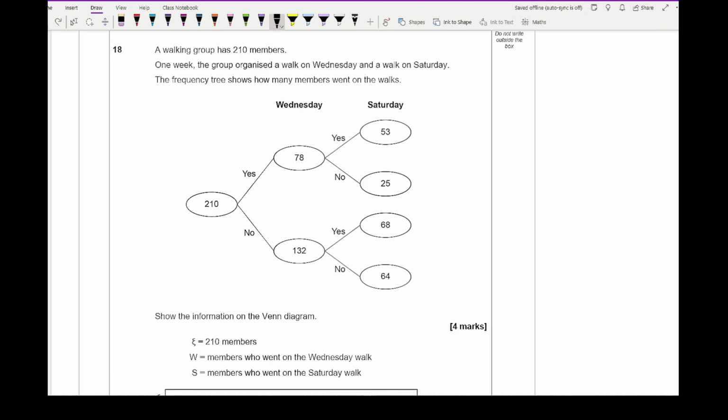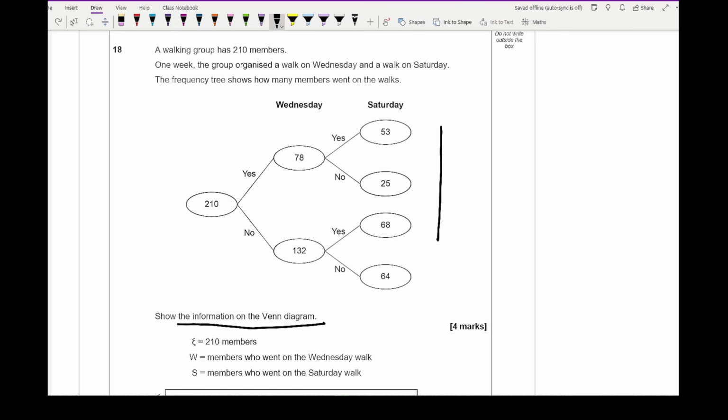So moving on to question 18, it says a walking group has 210 members. One week the group organised a walk on a Wednesday and a walk on a Saturday. The frequency tree shows how many members went on the walks. And the question is asking us to represent the information in a Venn diagram.